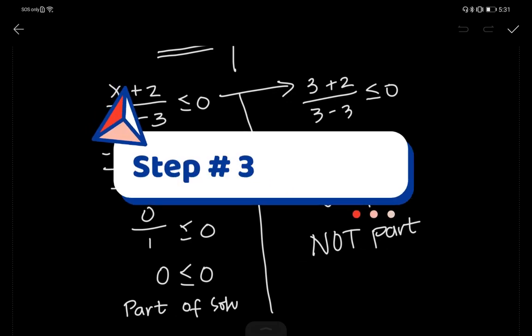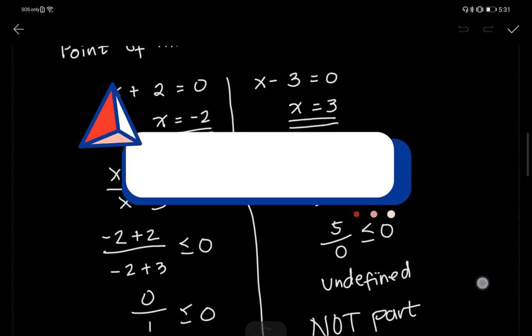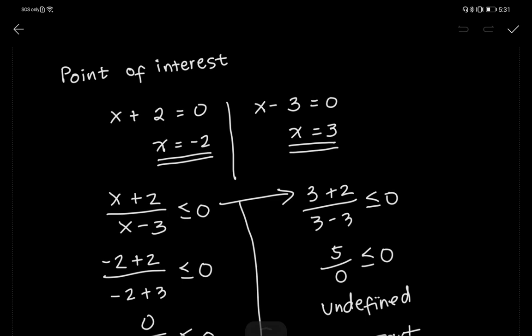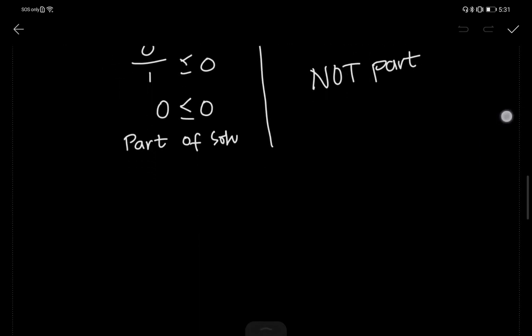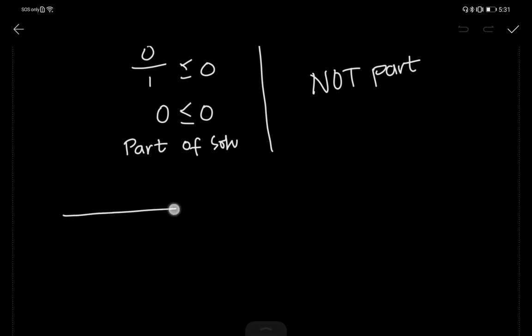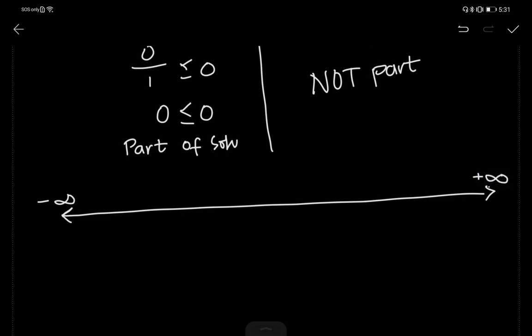Okay, for our step number 3 naman guys, ang gagawin natin doon sa ating point of interest ay ipa-plot naman natin siya ngayon sa ating number line. So gagawa tayo ng ating number line dito. So we have here the number line. So we know naman 'di ba pag number line, we have here negative values sa kaliwa, sa kabila naman is the positive values or the positive infinity. At sa gitna niyan is yung 0. Okay, so dito yung mga positive numbers. At sa kabila naman are the negative numbers.